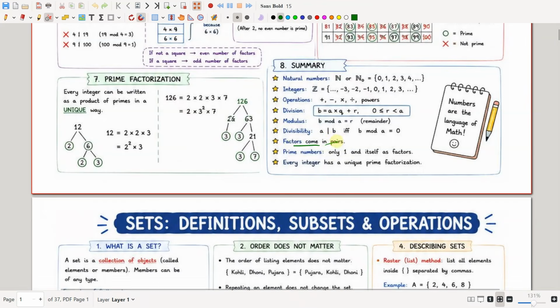Okay, and factors always come in pairs, and 1 is not a prime number, and 2 is the only even prime number. And every integer has a unique prime factorization.